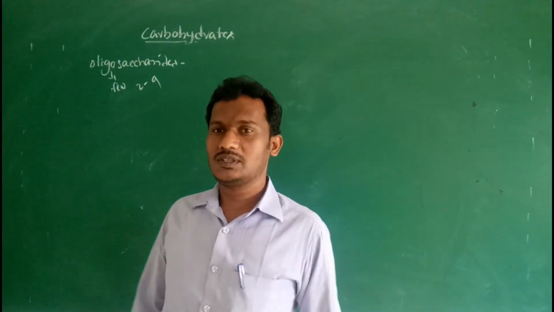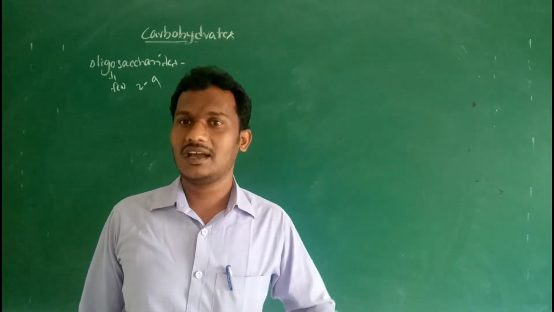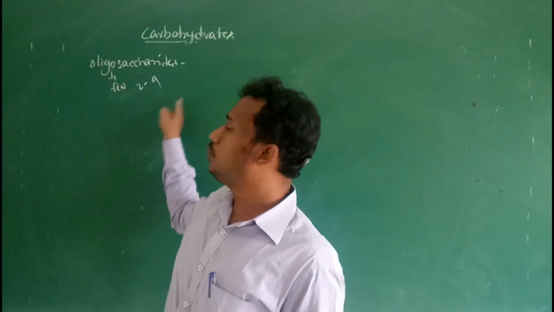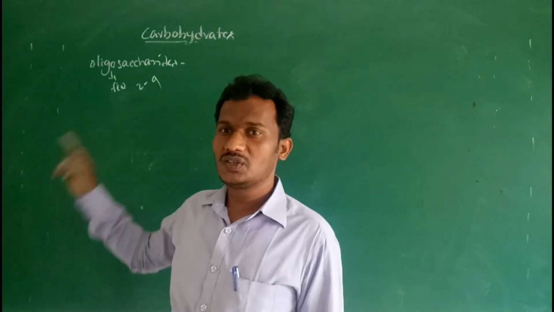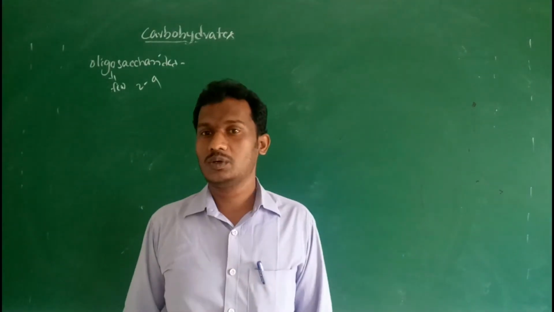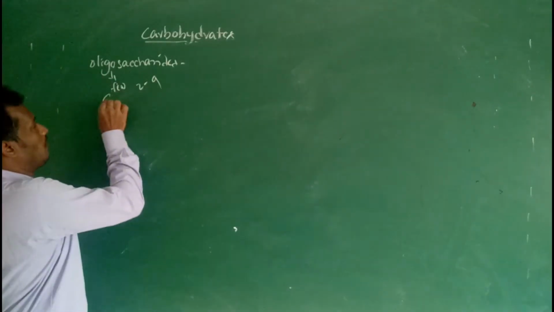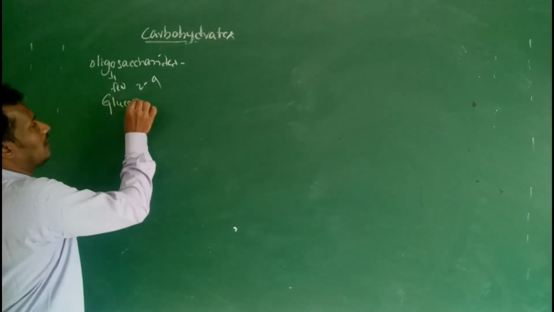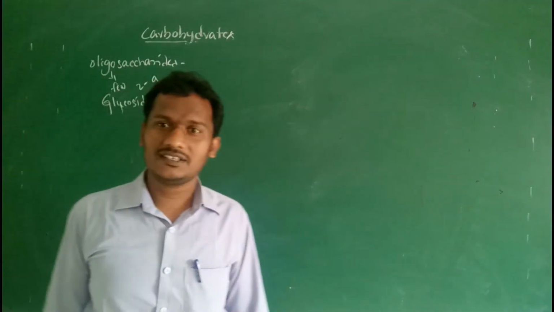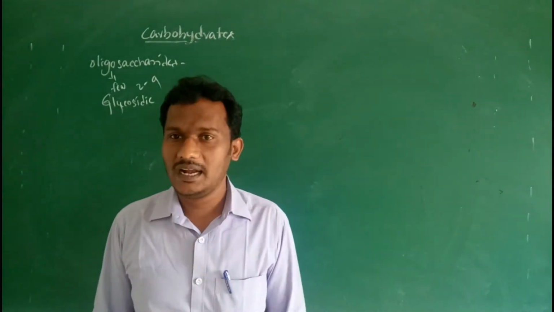Generally these are crystalline, water soluble, and sweet in taste. 2 to 9 monosaccharides are joined in oligosaccharides. They are joined by a bond called the glycosidic bond. So monosaccharides are joined with each other by the glycosidic bond.